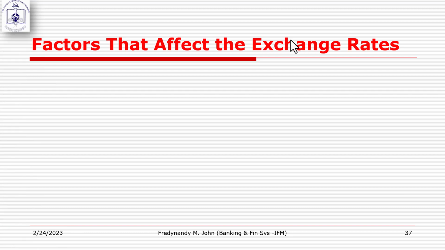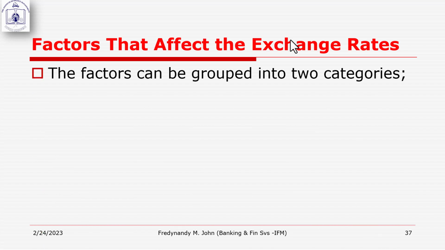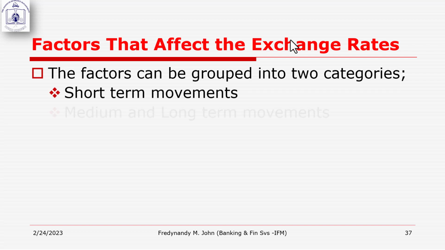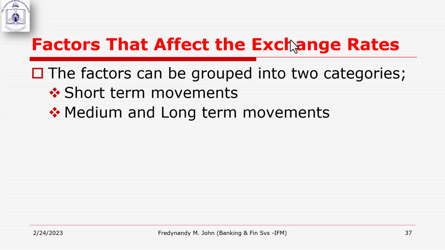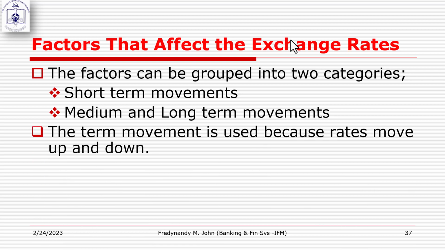Alright, now let's discuss factors that affect the exchange rates. These factors can be put into two categories. Number one, short-term movements, and number two, medium and long-term movements. The term movement is basically used because rates move upward and down.